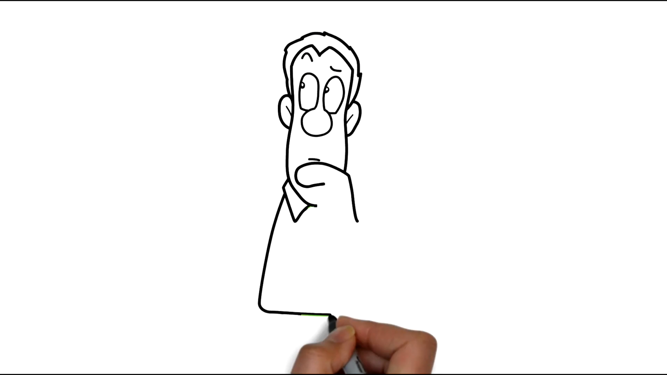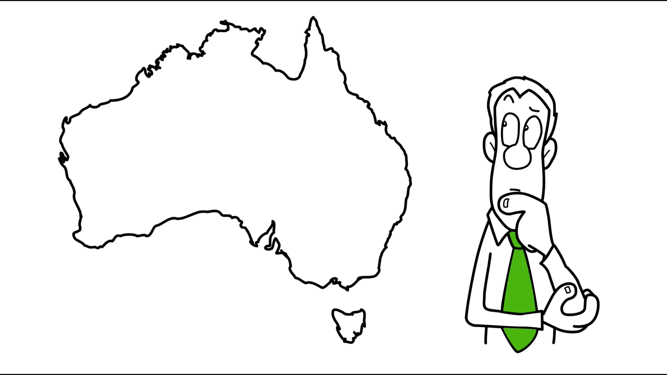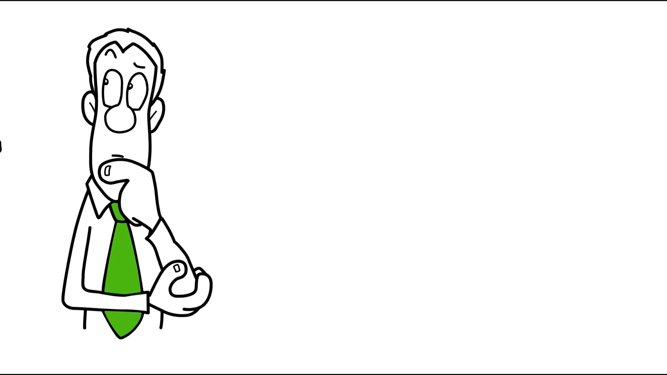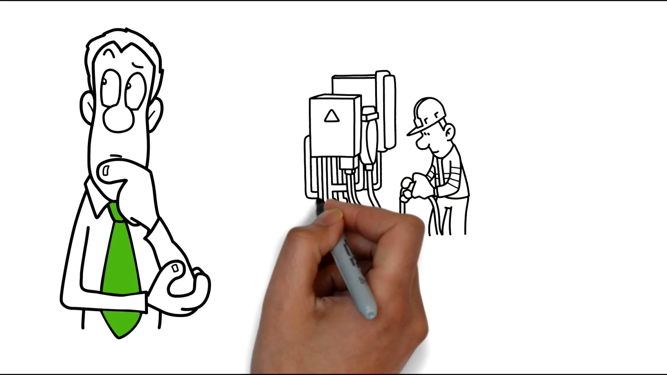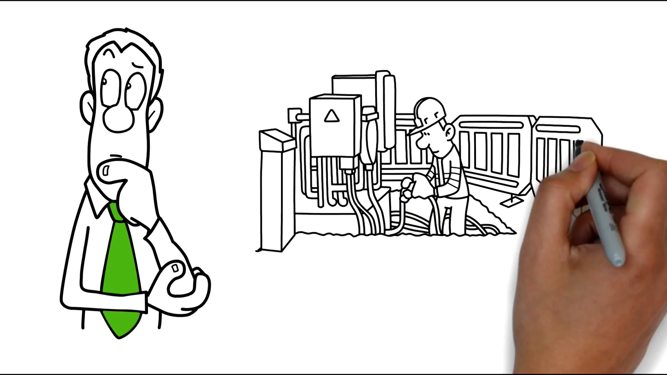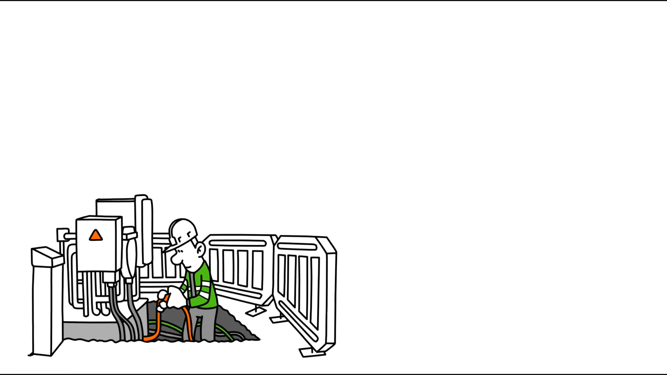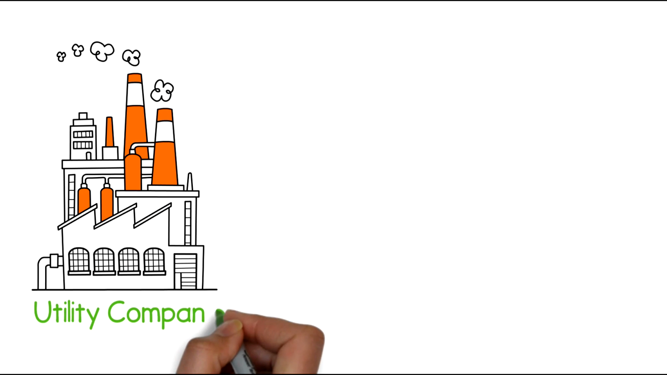Am I in an affected area? More and more utility companies around Australia are now charging penalties to customers that operate with a poor power factor. How do I get rid of this charge? By installing a custom-designed power factor correction system, also known as a capacitor bank. These temporary storage units provide reactive power to your motors instead of receiving it from the utility company.